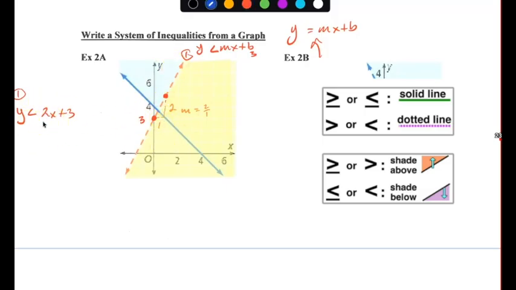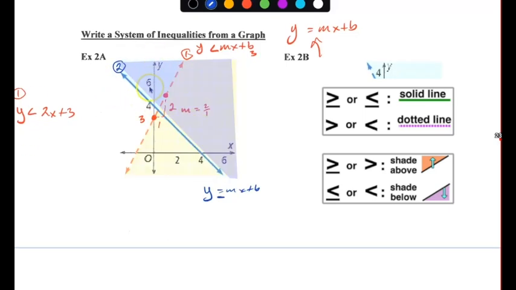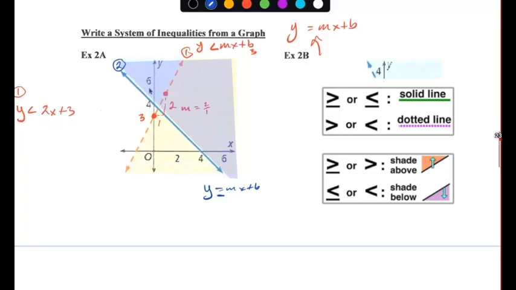Second one, same idea. Number 2 here. Again, we're looking at this guy. But in this case, it is a solid line. And it looks like it's shaded above. You can tell by the little blue right here, shaded above. That's going to be greater than because shaded above. Solid line and shaded above, so it'd be like that.